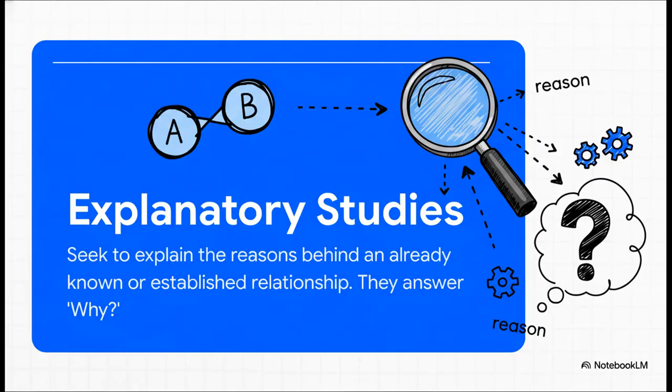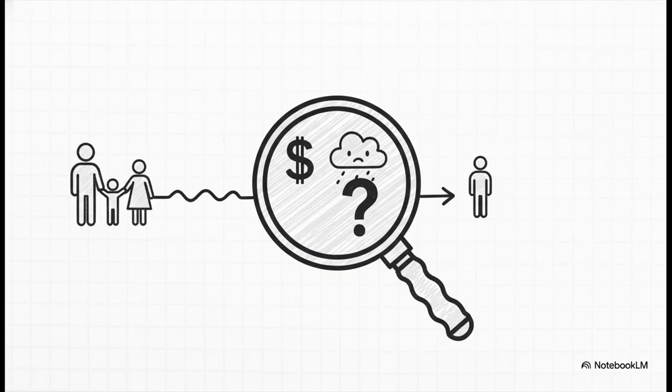And finally, there are explanatory studies. You use these when you already know two things are connected. We know A is related to B. We just have no idea why. This is the design that tackles that huge, all-important question, why? We've seen for a long time that there's a link between substance abuse in a family and the kids later using drugs themselves. An explanatory study would dig in to figure out the why behind that pattern. Is it about economics? Is it about depression? Is it something else entirely? This is how we move from just seeing a connection to actually understanding it.